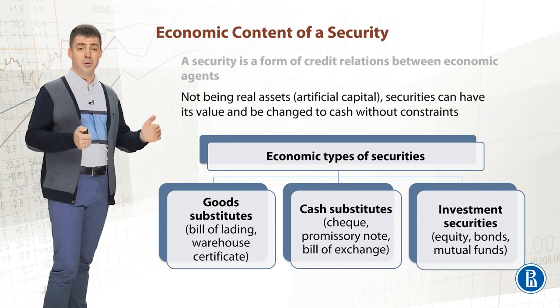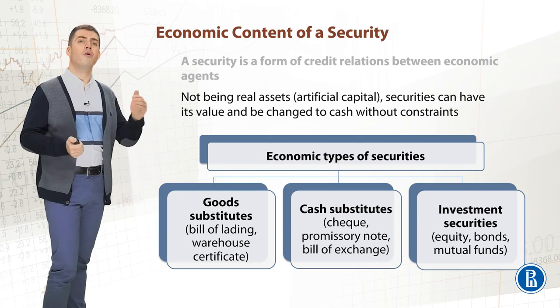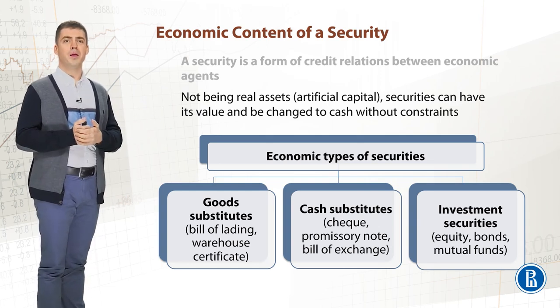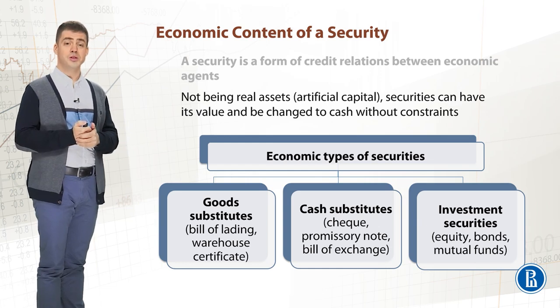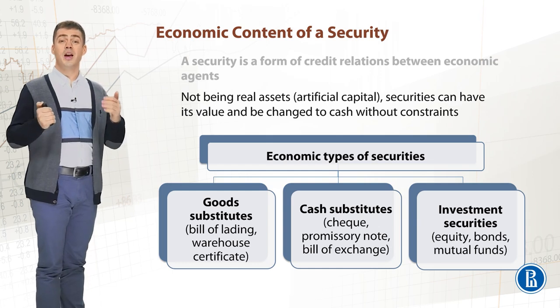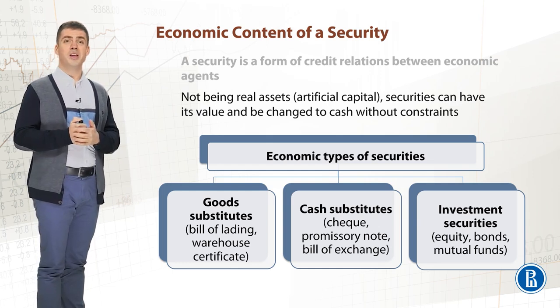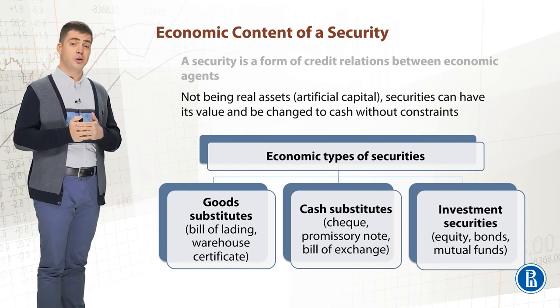However, there is a specific market for such securities. In this case, the transfer of ownership of a security immediately means the transfer of ownership of the underlying goods. Another type of security is cash substitutes. In this case, we can think about checks, promissory notes, and the bills of exchange.